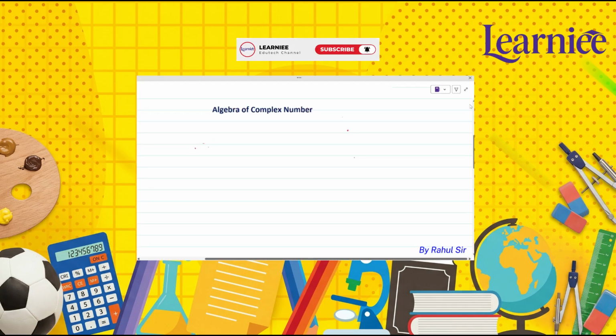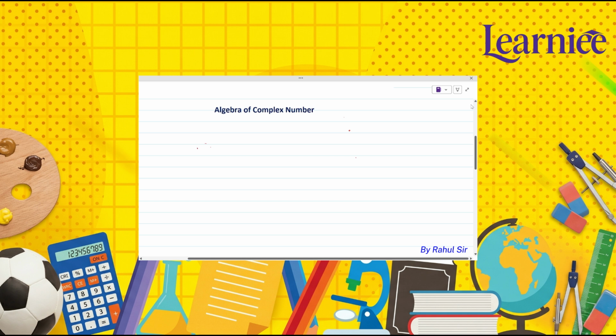Hello everyone. So today we will see the algebra of complex numbers. Let's have any complex number z1 equal to a1 plus ib1 and z2 equal to a2 plus ib2. Now let's discuss them one by one.